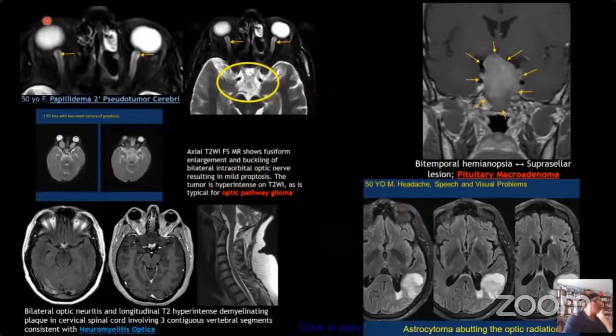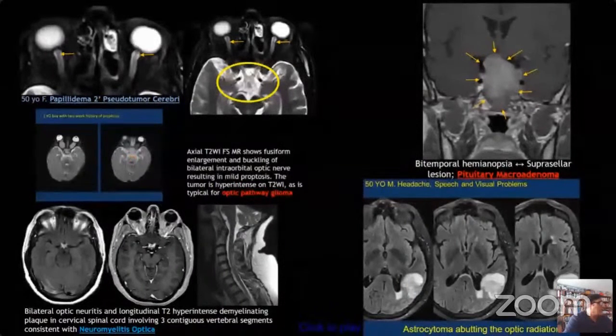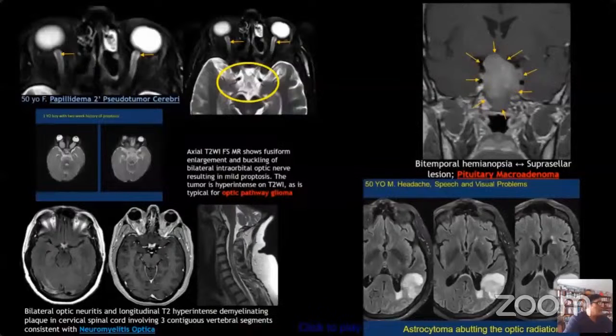Okay, so here is something which we all know. This is actually a collection of CSF surrounding the optic nerves. You can see that in the bilateral intraorbital segments, and this is secondary to a pseudotumor cerebri. Up here, you can see a patient who has actually a huge pilocytic astrocytoma of the thalamus, and then he has these two bulky fusiform tumors of the optic nerves, and that's the optic pathway glioma.